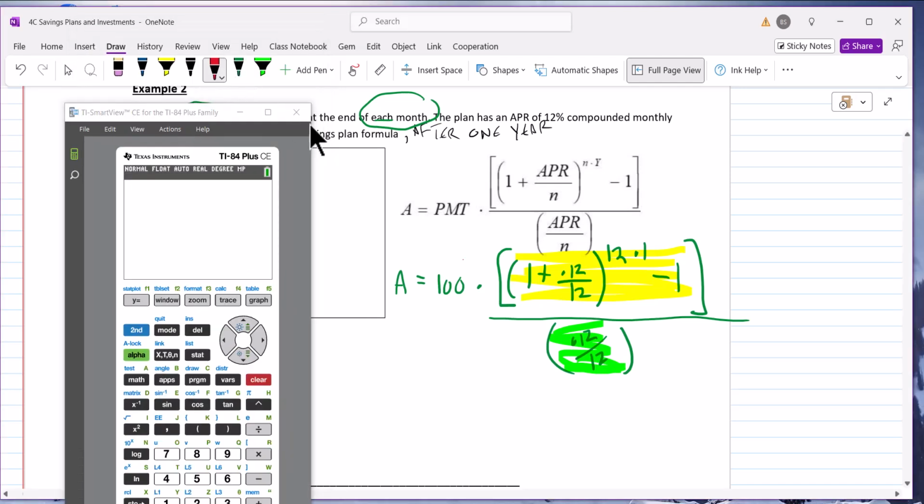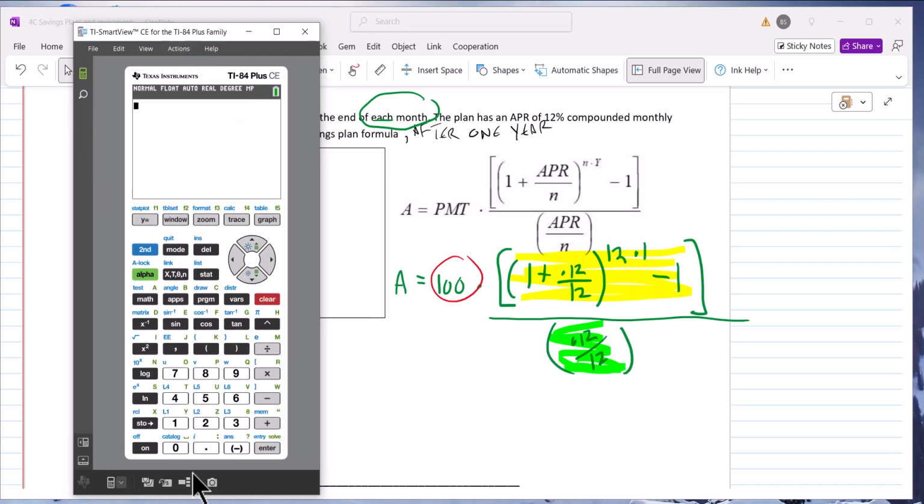This part right here is already done, but let's just do this like this, and we'll try to write whatever decimals come out. So just do this on your calculator. Do the part that I have in yellow. 1 plus 0.12 divided by 12, okay? And then you can close the parentheses, raise that to the 12 power.